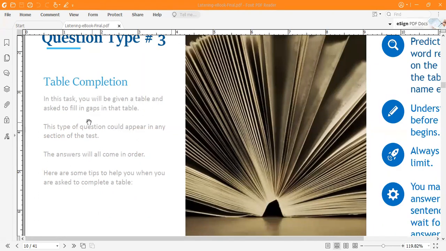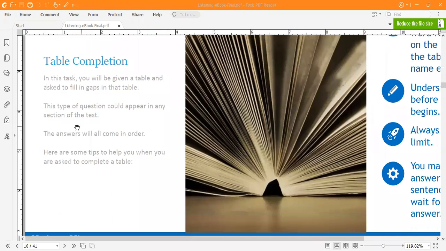Today we'll talk about table completion. So in the IELTS exam also you'll be given a table, and you're supposed to fill it, complete it according to what you hear. So in this task, you will be given a table and asked to fill in gaps in that table. This type of question could appear in any section of the task. It is not like a form, because the form usually comes at the beginning, but here it can come in the beginning or at the end. In other words, maybe you can find a table in part number 1 or part number 4.